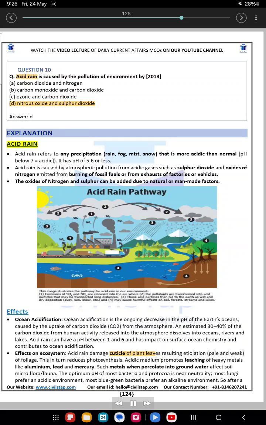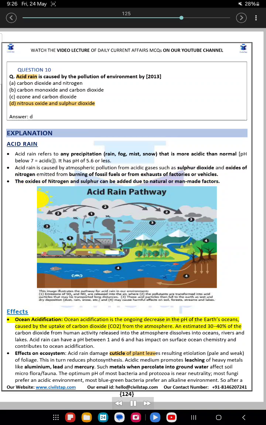Explanation. Acid rain. Acid rain refers to any precipitation, rain, fog, mist, snow, that is more acidic than normal. pH below 7 equals acidic. It has a pH of 5.6 or less. Acid rain is caused by atmospheric pollution from acidic gases such as sulfur dioxide and oxides of nitrogen emitted from burning of fossil fuels or from exhausts of factories or vehicles. The oxides of nitrogen and sulfur can be added due to natural or man-made factors.